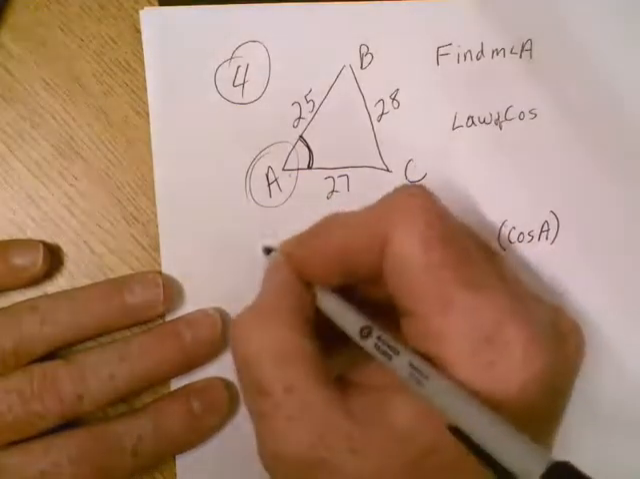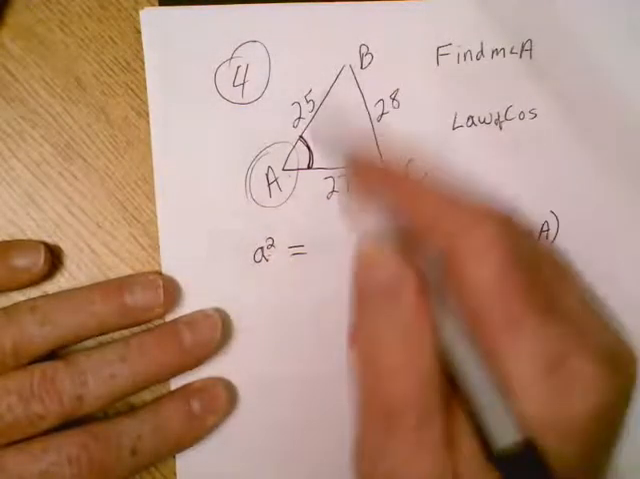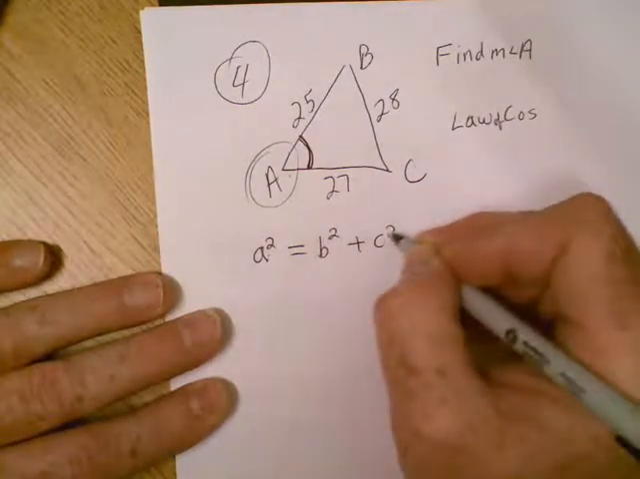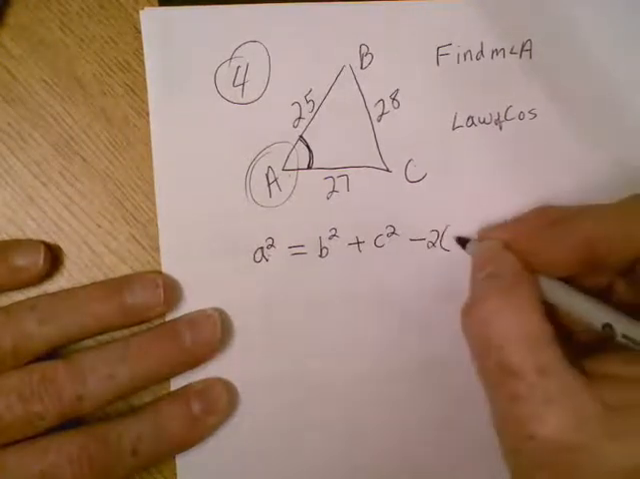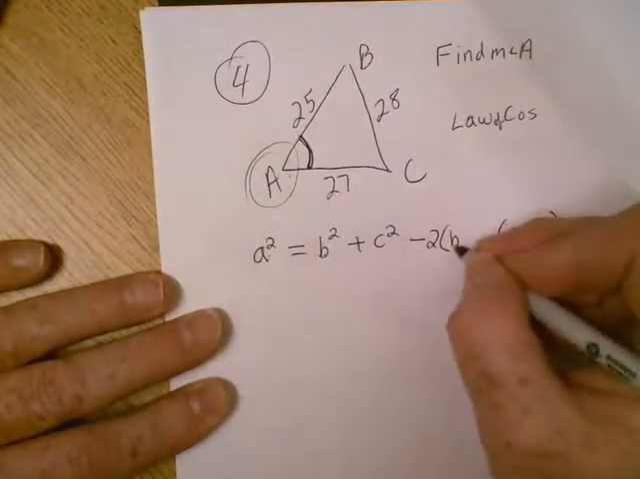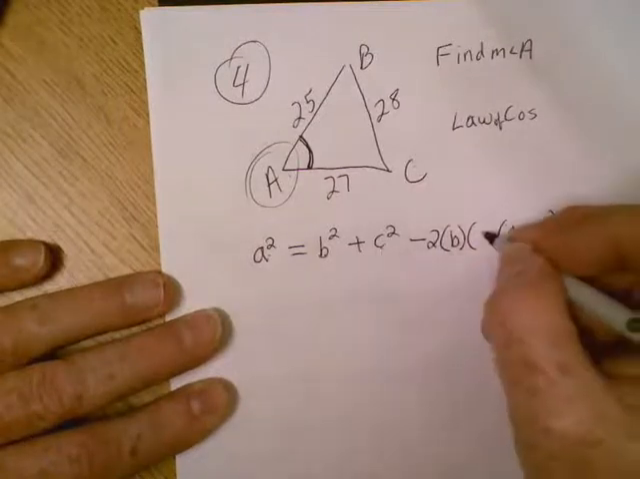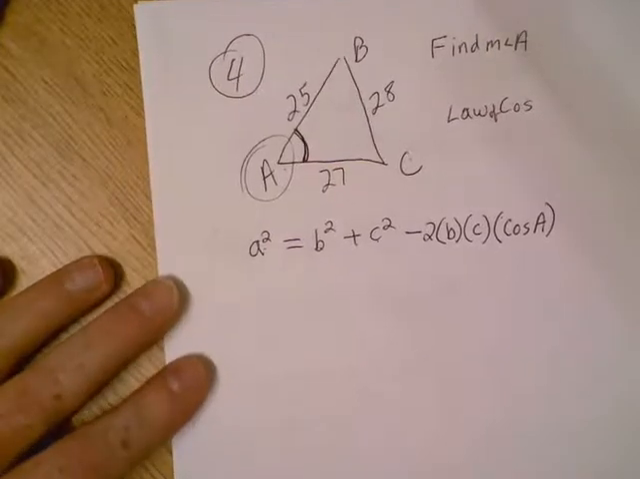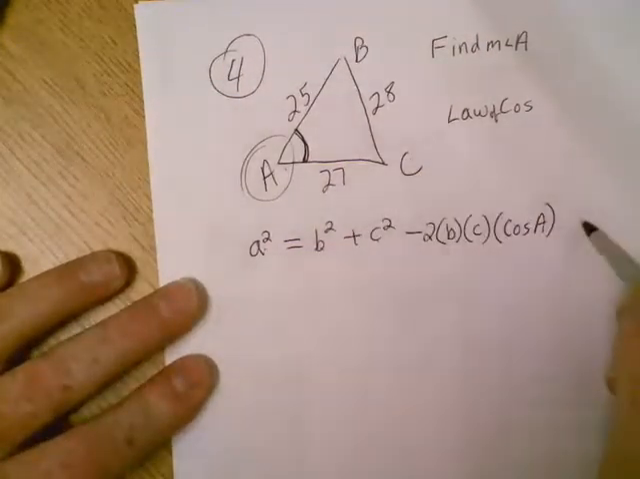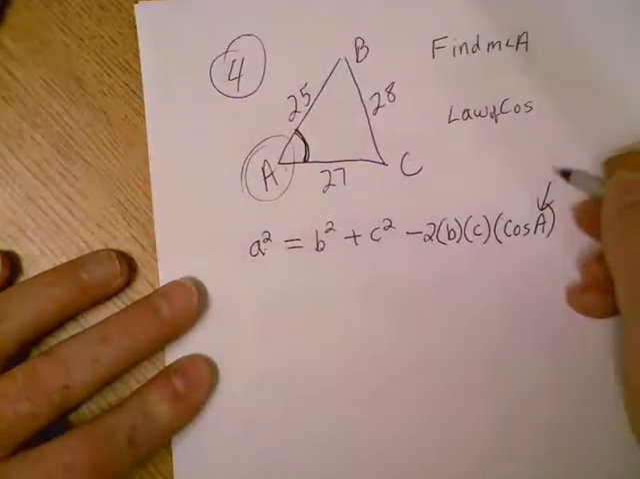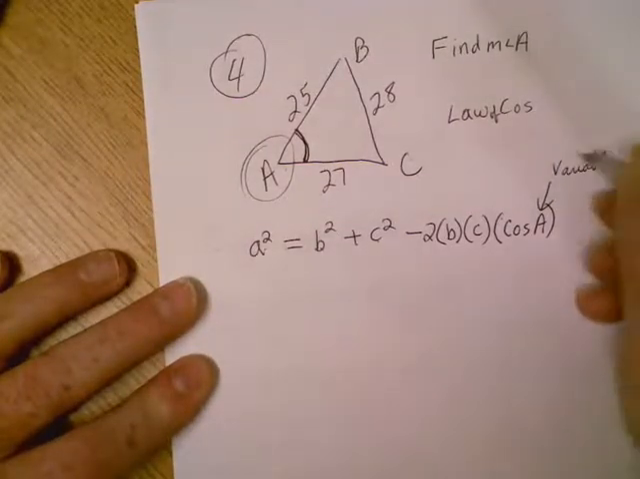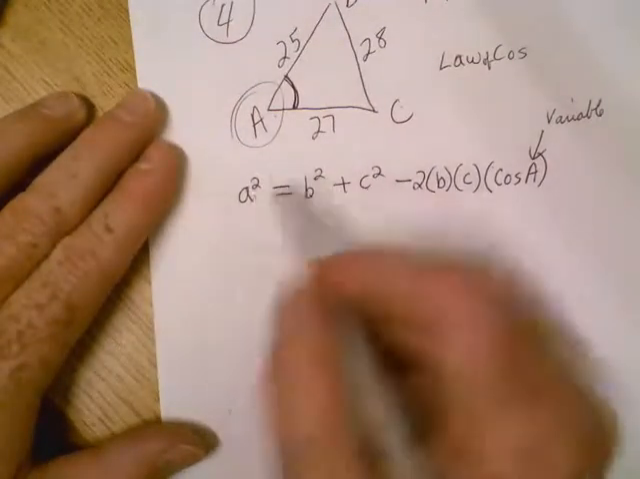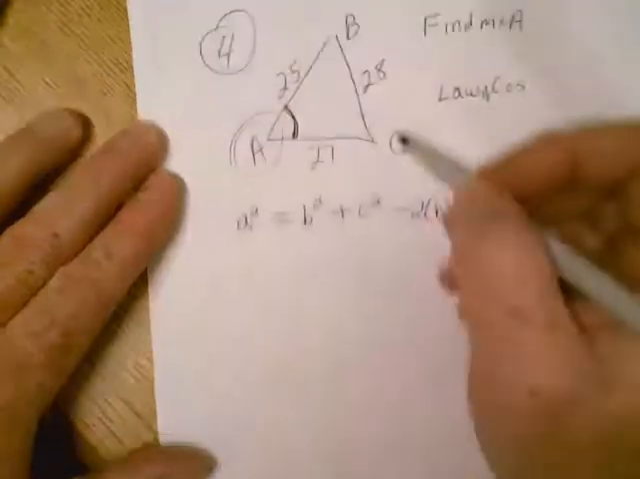If that's the case, then that means little a has to be here. And then we look at our other letters. Little b there, little c, minus 2 times little b again, times little c again. So that's what our formula is going to look like this time. We know all of this stuff except for this. That's going to be our variable. This is one of the harder ones when you're using law of cosines. You just got a little more work to do. It's not really hard.